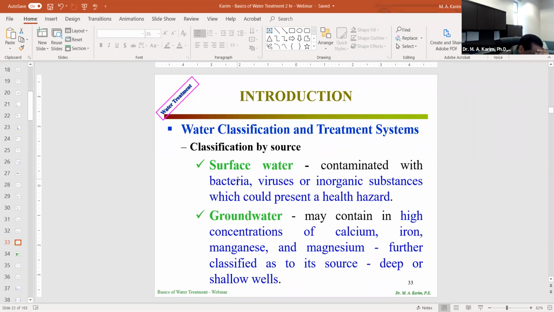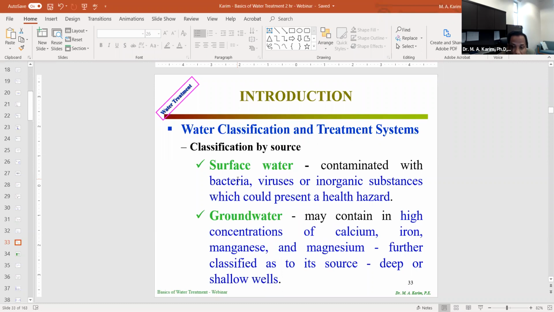If I am getting it from surface water, meaning from the river, the river water might have bacteria, viruses, and inorganic substances that might have health effects. That means we may have to treat it more. If we get it from groundwater, most likely it is kind of pure, meaning less contaminant, maybe some trace elements, but at least there may be some bacteria, depending on what is there.